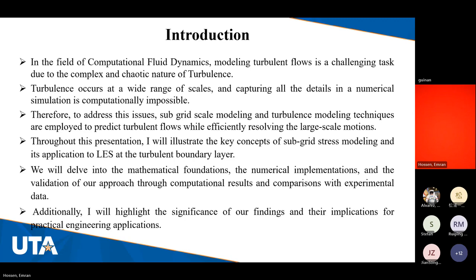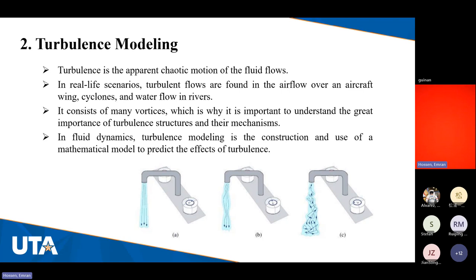So what is turbulence modeling? Actually, I already talked about it. Turbulence appears as chaotic motion of fluid flows. In real life, turbulent flows are found in airflow over an aircraft wing, cyclones, and water flows in rivers. Even in the graph, you can see it can happen in a water trap. Turbulence consists of many vortices, which is why it is important to understand turbulence structures and their mechanisms. In fluid dynamics, turbulence modeling is the construction and use of mathematical models to predict the effects of turbulence. So you can guess the importance of turbulence already. We'll talk about turbulence modeling in the next slides.